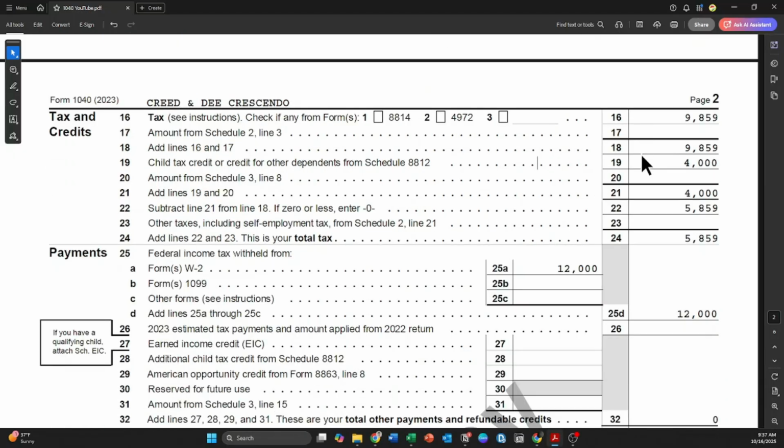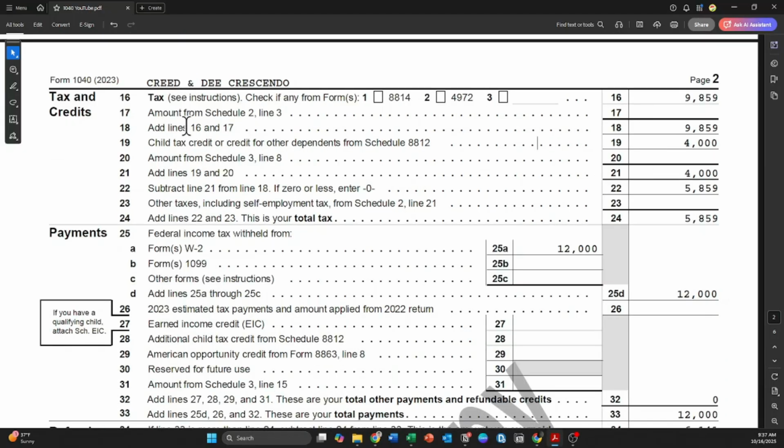But now we're going to move on to taxes and credits, which is the next section when you're reviewing your 1040 for the Crescendo family. This first line here is based on your income tax. So this is the income tax that was calculated based on that $85,000 of income that the family had. So right now they have a tax amount owed of $9,859.